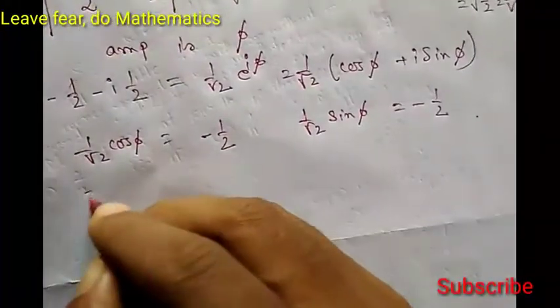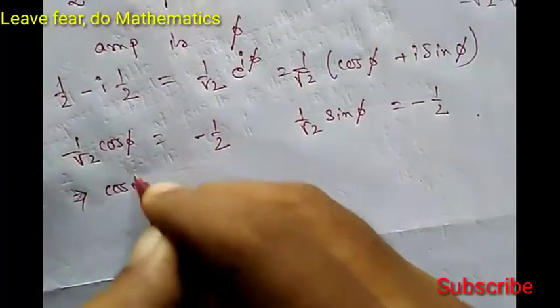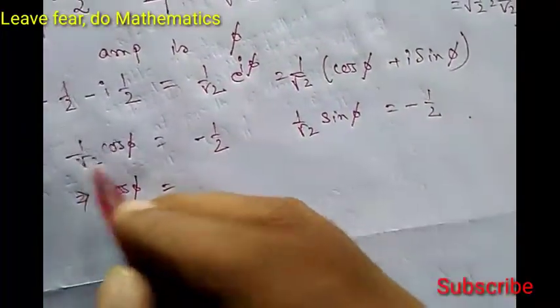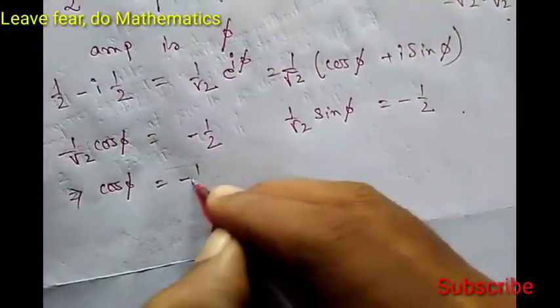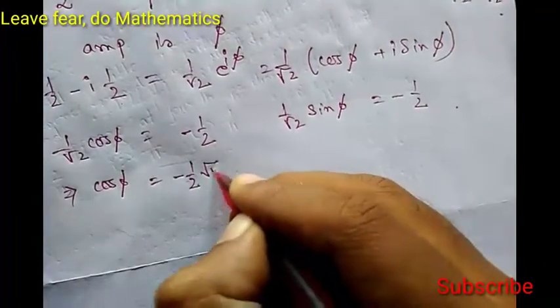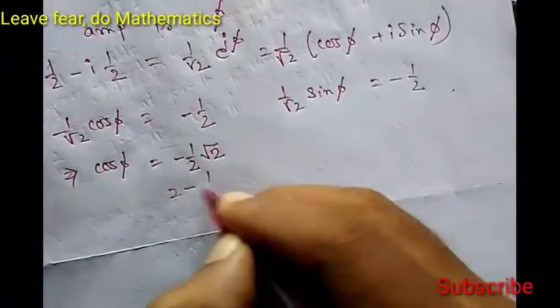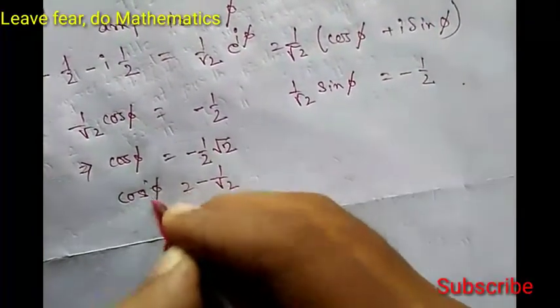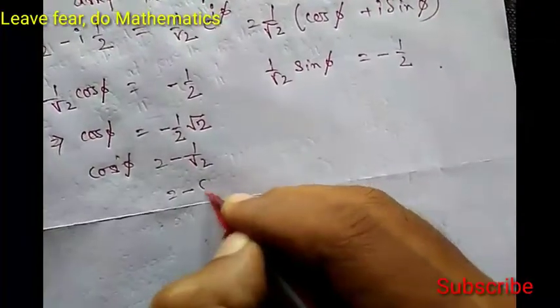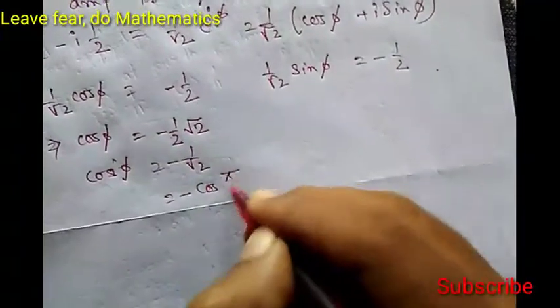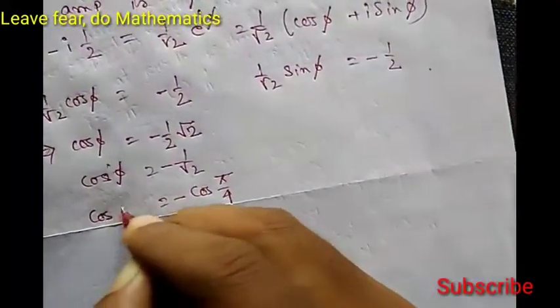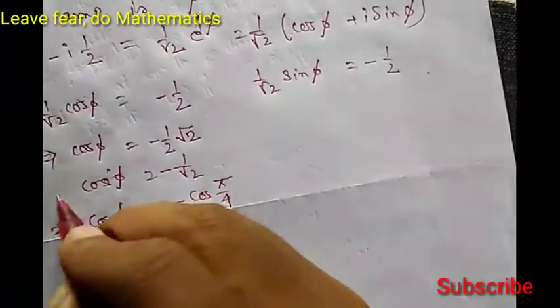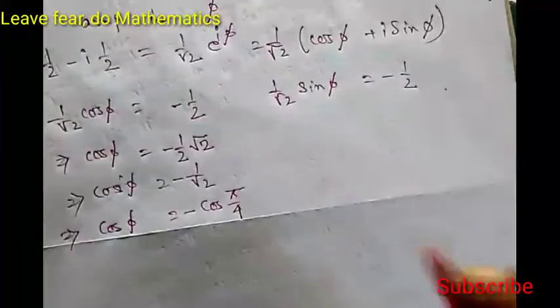So this implies that cos phi equals, multiplying root 2 on the right hand side, 1 over 2 into root 2, that is minus 1 over root 2. So this is cos phi. Now minus 1 over root 2 means minus cos pi by 4. So basically cos phi is minus cos pi by 4.